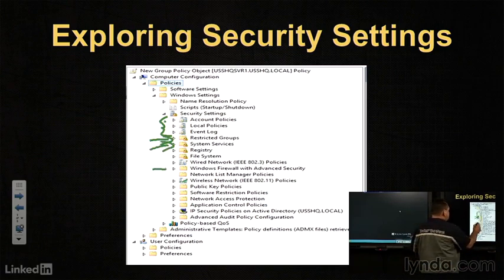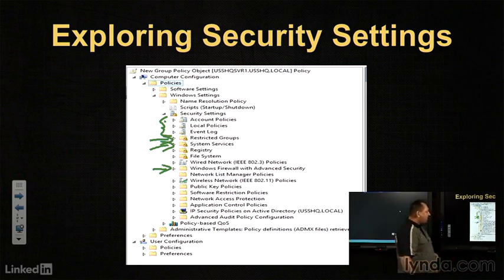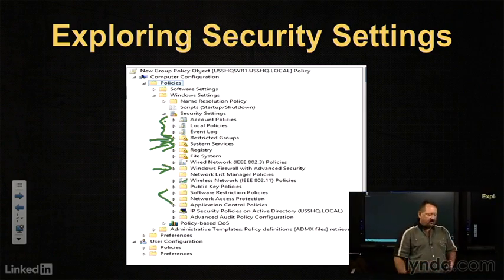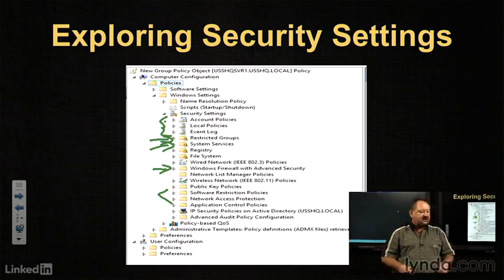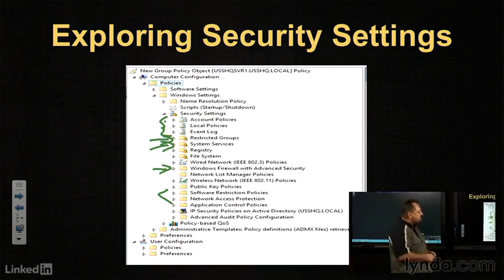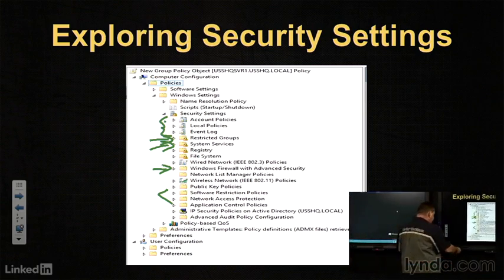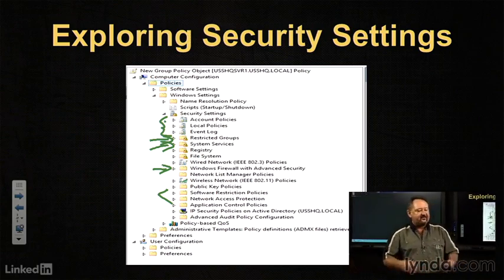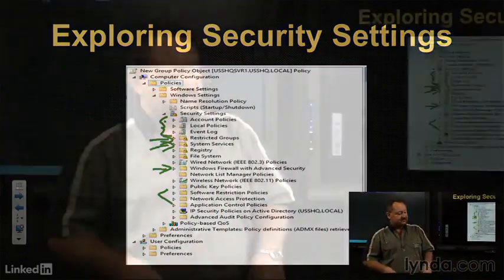We'll come down and look at the Windows Advanced Firewall. And then finally, we'll look at the software restriction policies and the application control policies, which is where AppLocker is found. The other line items will be covered throughout other videos and other classes, but we're going to focus on just those few areas here. Again, we could be here for days if we wanted to go through every single line item in great detail.